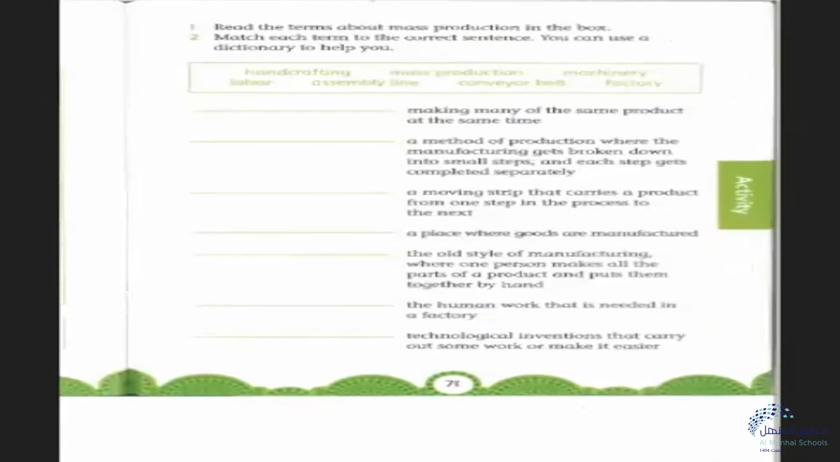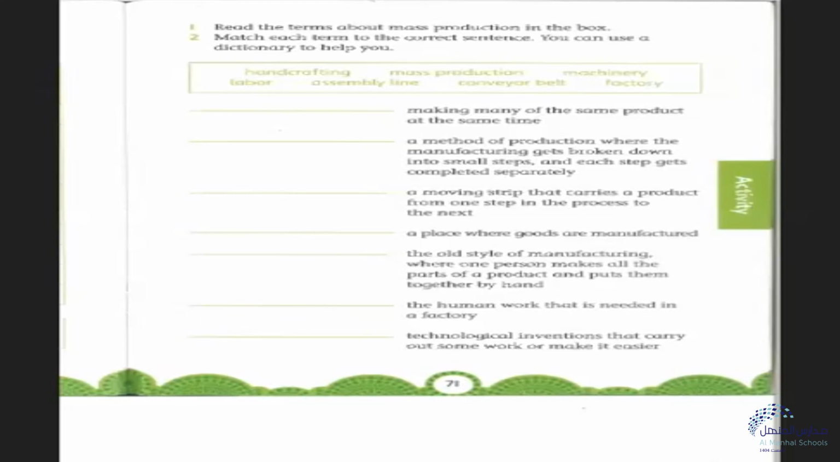Okay, let's go to page 71. What you must do here, you must match the word to the correct sentence. The words are there at the top of the page. You must just connect it to the correct sentence. Let's quickly go through it. The first answer there is mass production. Mass production is making many of the same product at the same time.